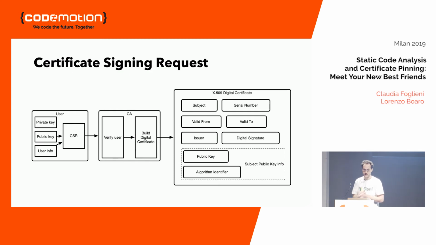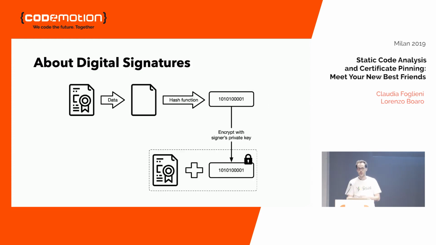A certificate is based on the X509 standard, and it has different fields. We can see them here in this slide. Valid from, valid to, or the digital signature can be used in order to verify the authenticity of the certificate.